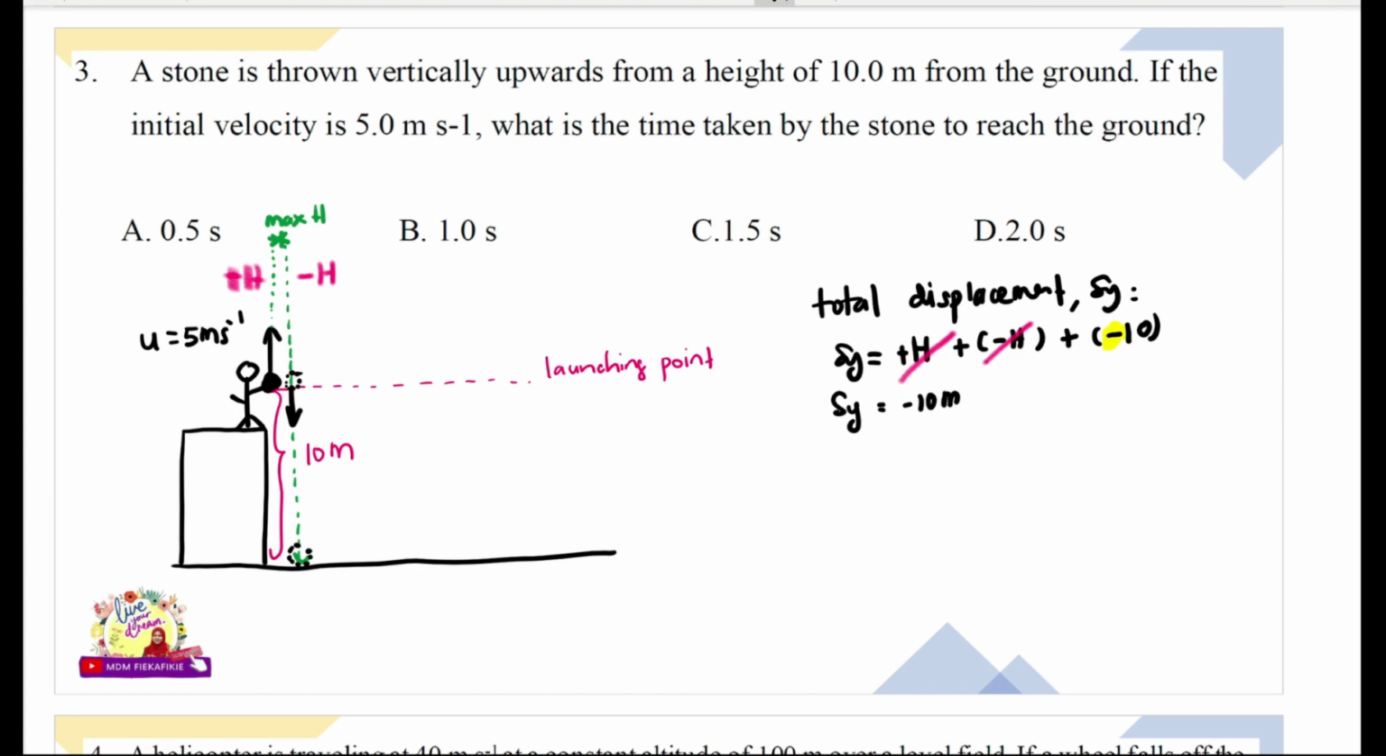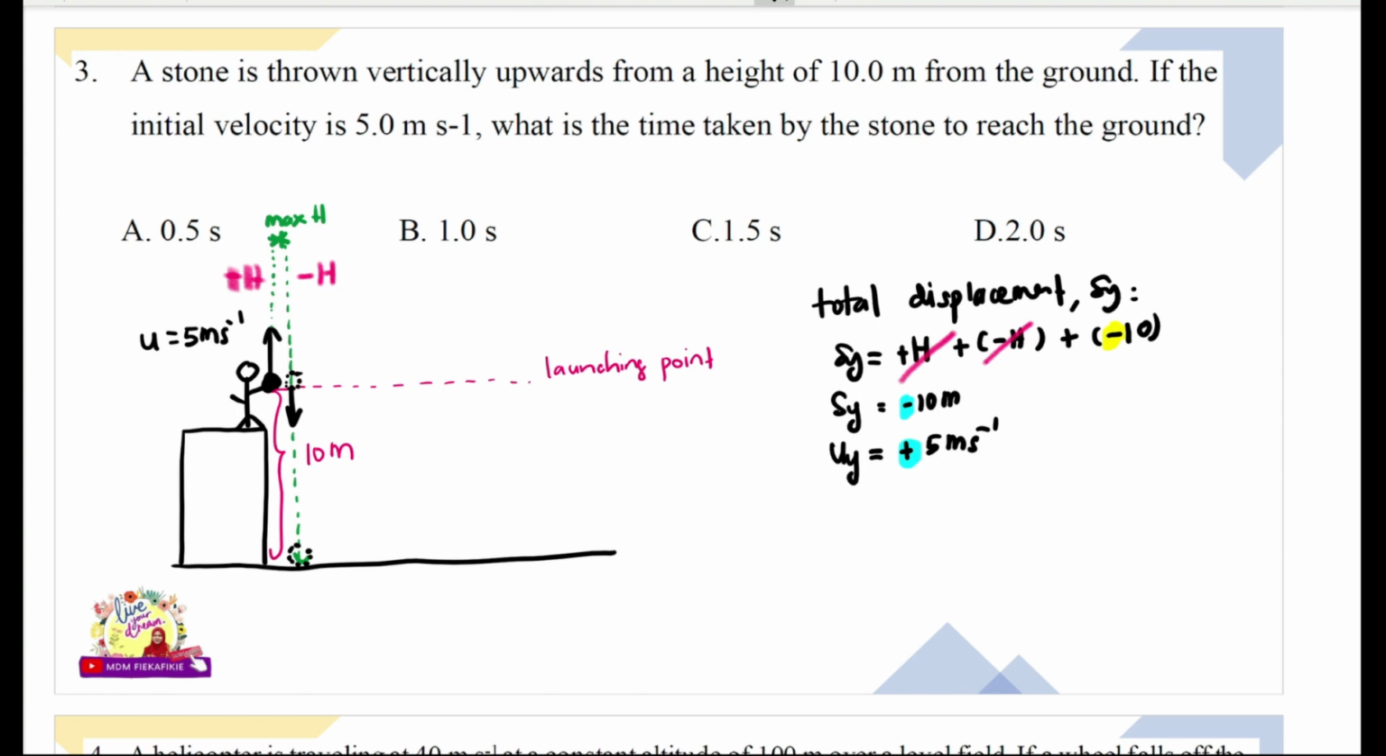Okay. Tapi soalan tanya apa? What is the time taken by the stone to reach the ground? So, saya dah ada SY dan saya dah ada nilai UY di mana soalan bagi the ball initially 5 meter per second. So, positif sebab dia baling ke atas. So, 5 meter per second. Okay, kalau dia baling ke bawah, lain cerita. Dia negatif. So, ini adalah positif. Okay, positif negatif ni sangat penting.